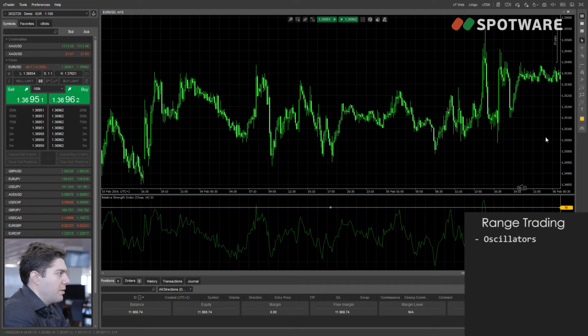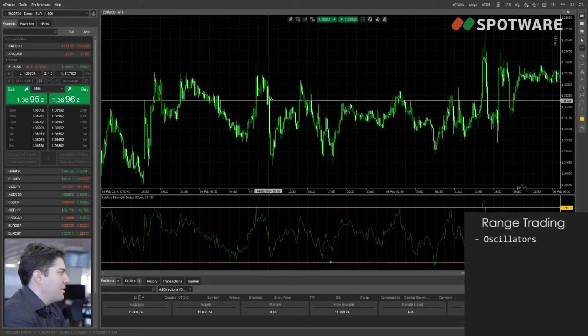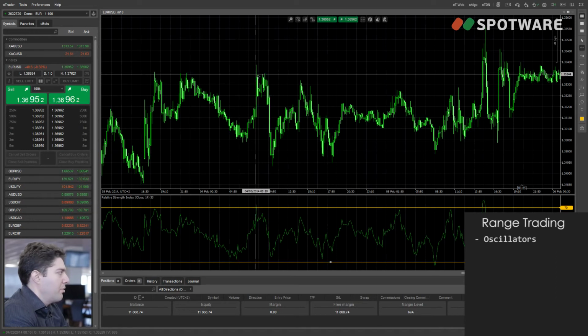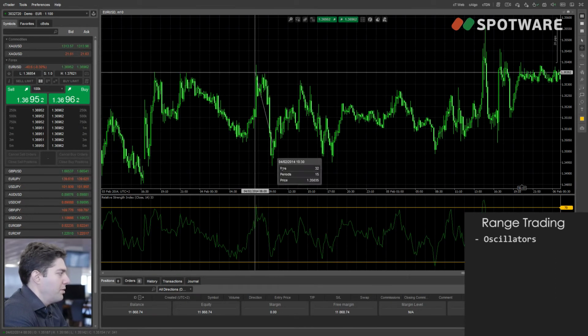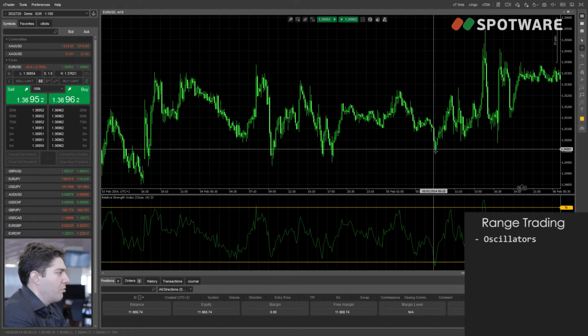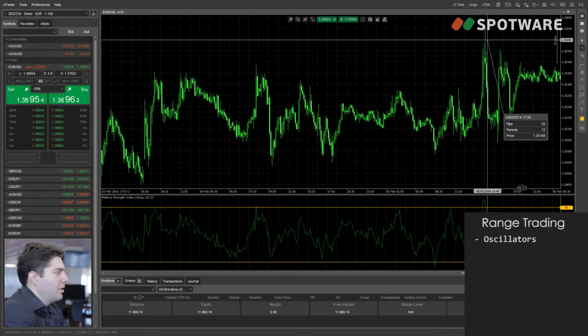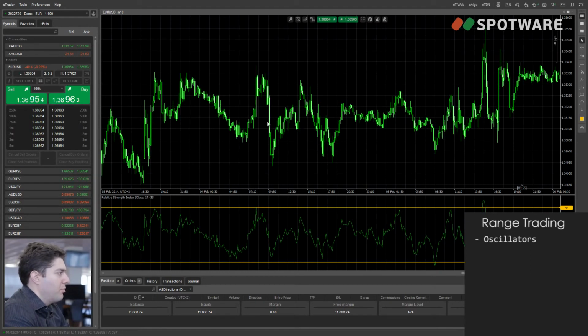So let me mark these places better for you to see. So for example, we have a trading signal here. When the price is in the 70 area, we can go short here. We have another signal here, we can go long here, we can go short here. And if the market is ranging, we're going to get these good trades.